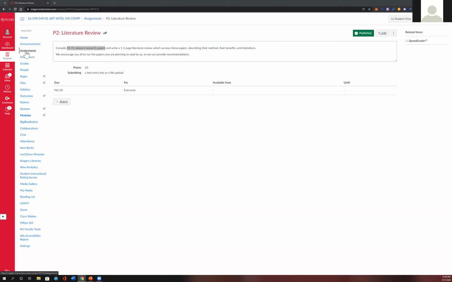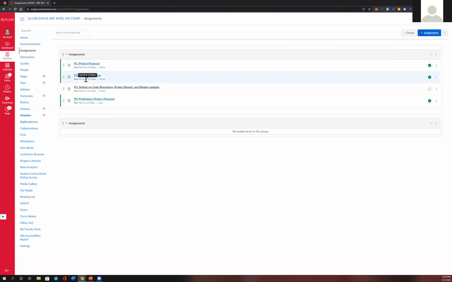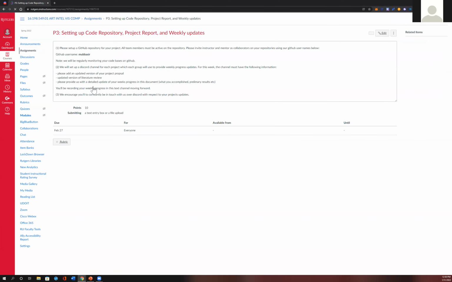So going back to assignments, P2 will be due February the 20th. P3 is when y'all get cracking. So P3 will require the following main steps: setting up a code repository, beginning your project report, and starting these weekly updates.